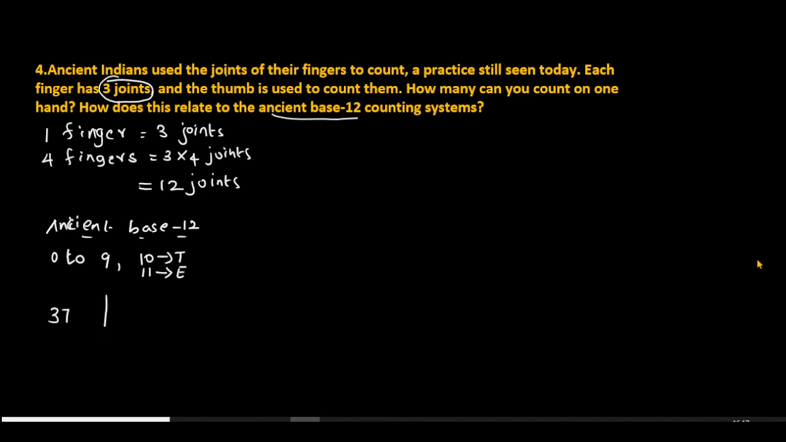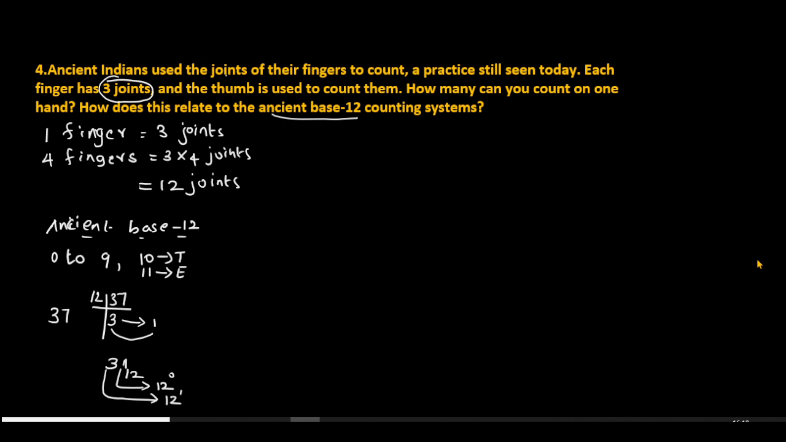Okay, we can use the long division. 37 divided by 12: 3 times 12 is 36, remaining 1. So in the ancient base 12 system, you have to write this and this. That is 3, 1 base 12, which means in this place no 12, and in this place 12 to the power 1 is there.